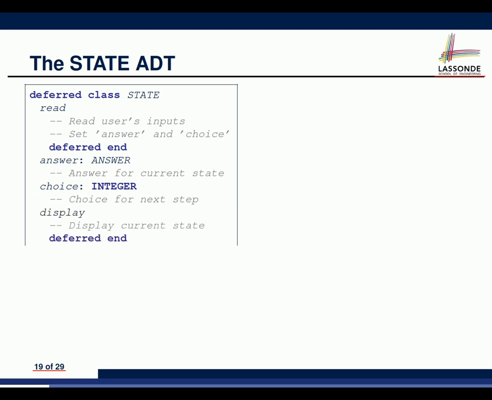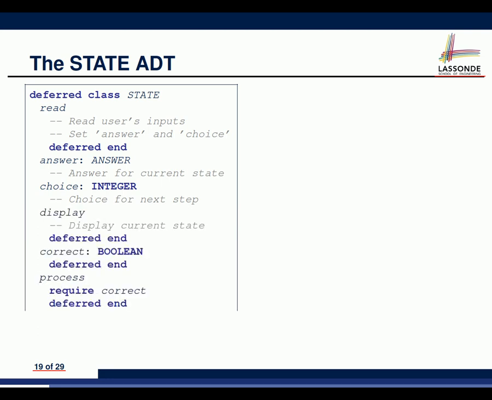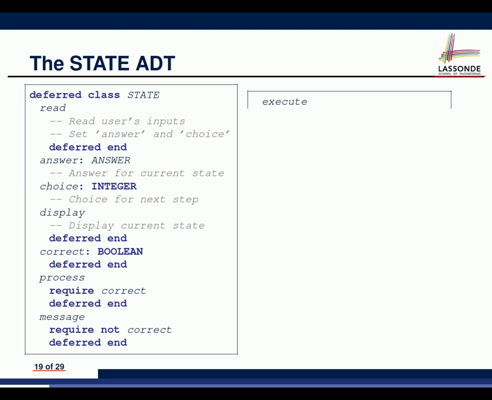And also we got display. We got correct. Also we got process. Also we got message. So far we only presented the deferred features from the state class. So now let's see exactly what I meant by template pattern. Okay. Let's see this. Let's define the execute feature.